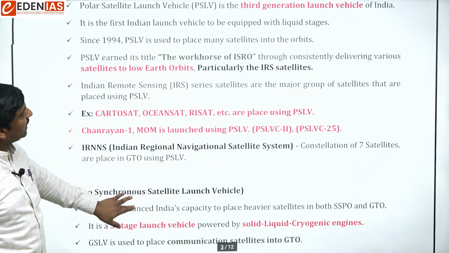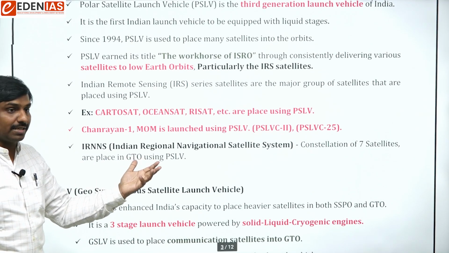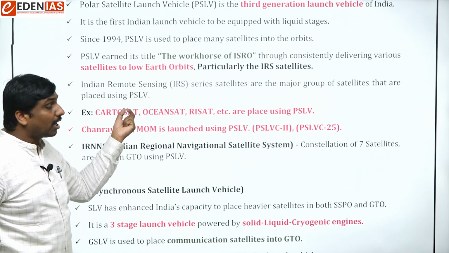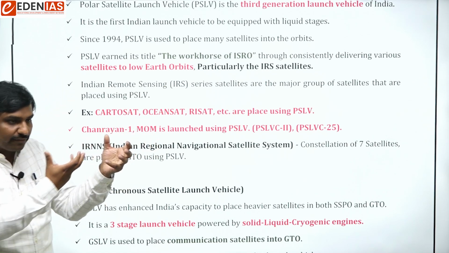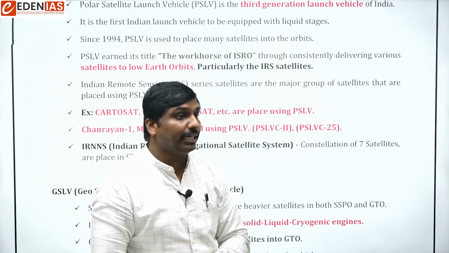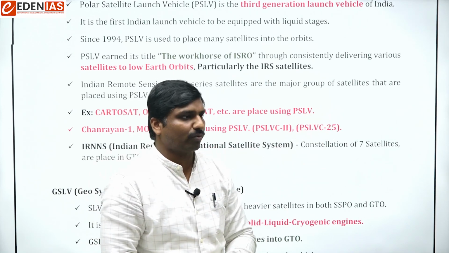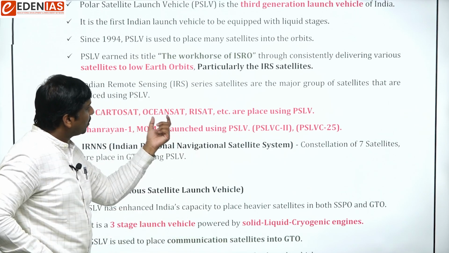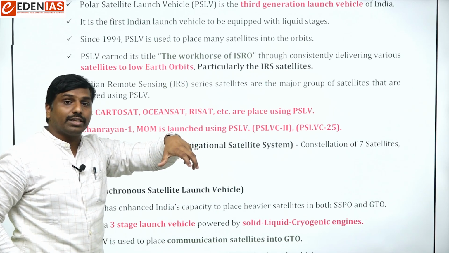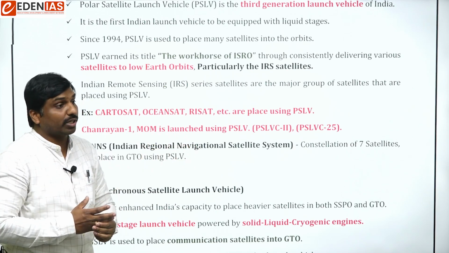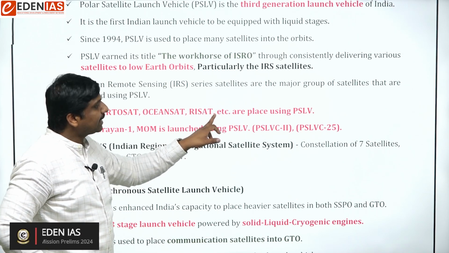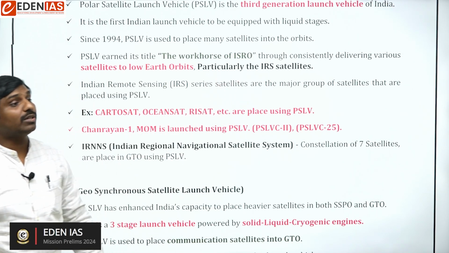Examples of such satellites are remote sensing satellites like Cartosat. Cartography is the art of mapping, the science that deals with the mapping of various things. Then OceanSat. This satellite is intended to look at various aspects related to the ocean, ocean mineralogy and all those things. Then RISAT. So these are some of the remote sensing satellites.